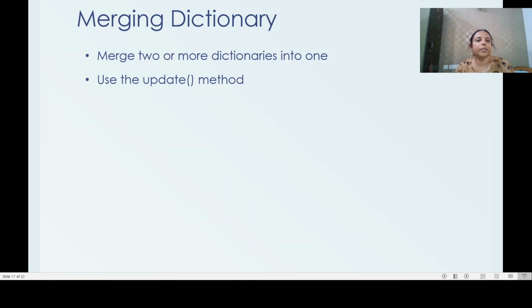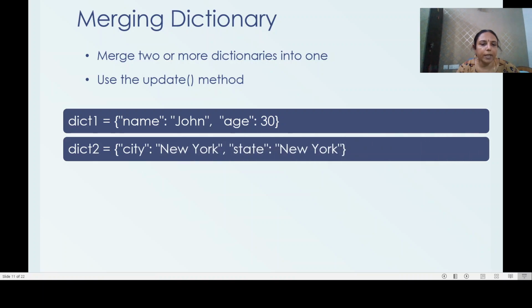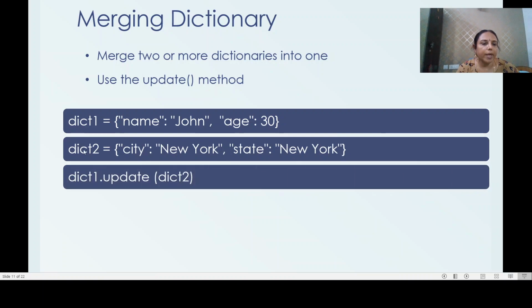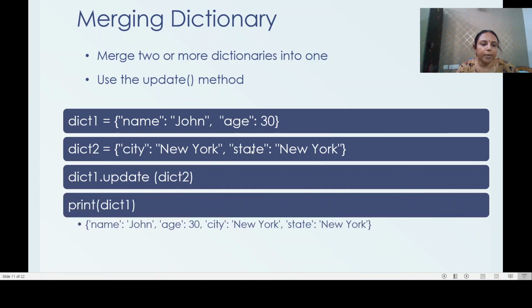You can also merge one or more dictionaries by using the update method. See here, this is dictionary 1 and dictionary 2. I want to merge these two. Then what I can do is use dict1.update(dict2). So these two will be combined, and I get all the items in dict1.